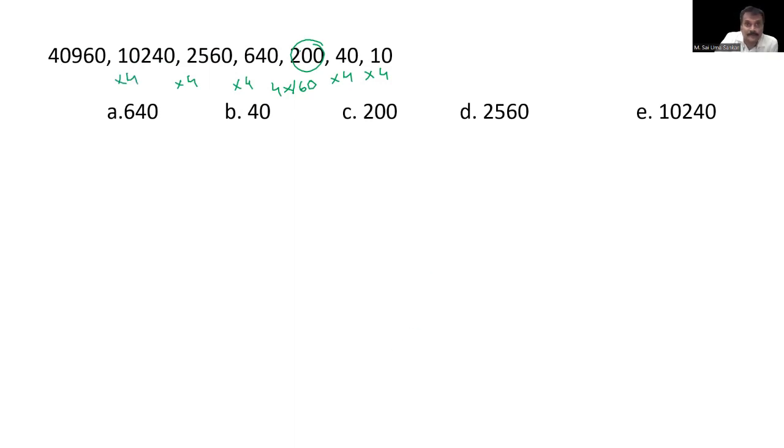So what happened? Instead of 200, suppose 160 is there, then that is the correct answer. What is the wrong number in that series? That is equal to 200, which is the required answer. Okay. Next one.